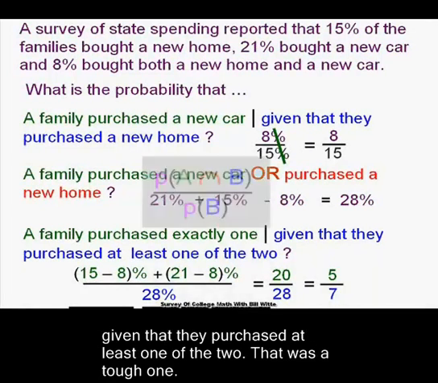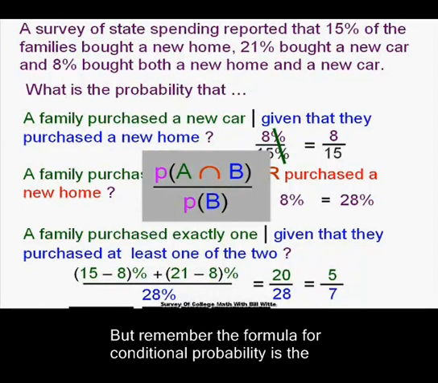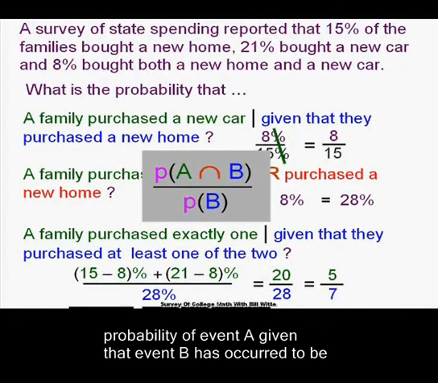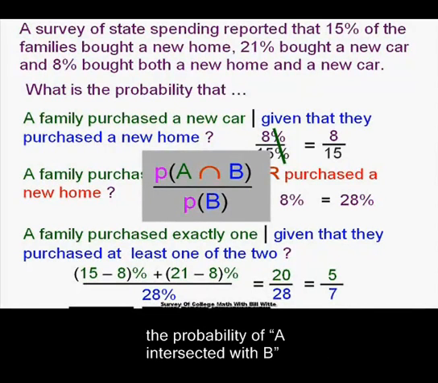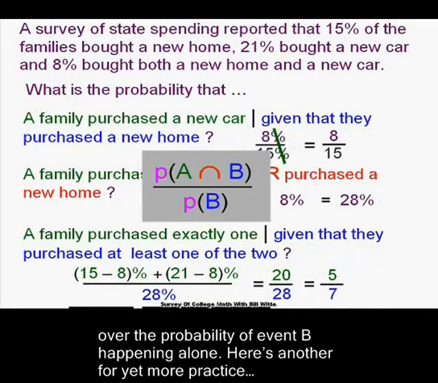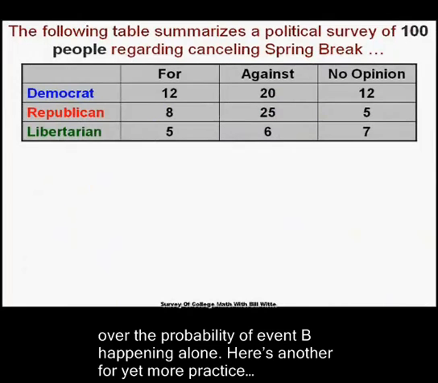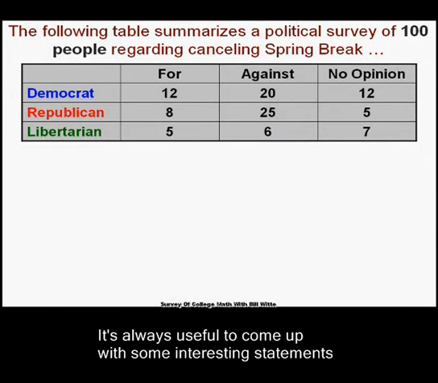That was a tough one. But remember, the formula for conditional probability is going to be the probability of A given that B occurred is going to be the probability of A intersected with B over the probability of B happening alone. Thank you, sir. May I have another? Okay, let's see. Let's do this one.